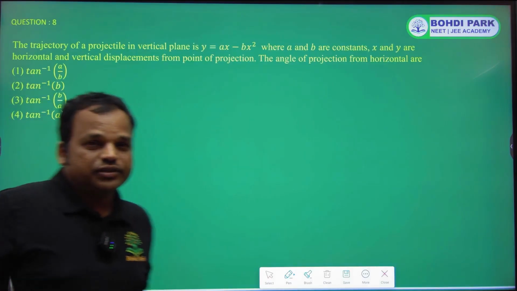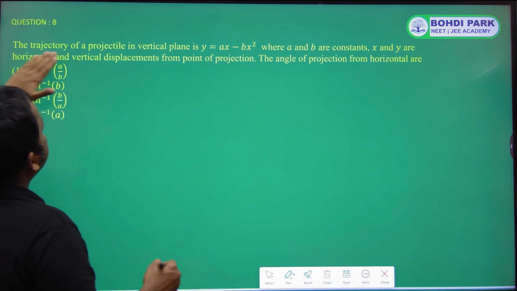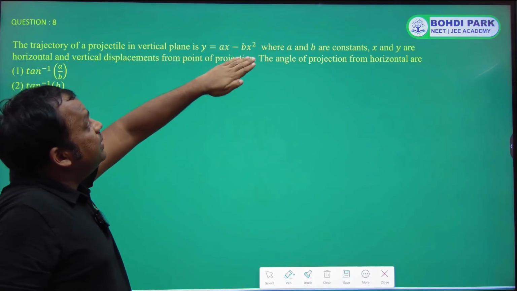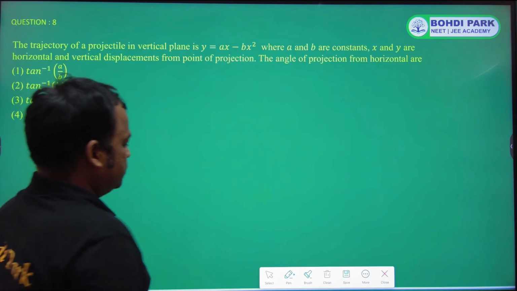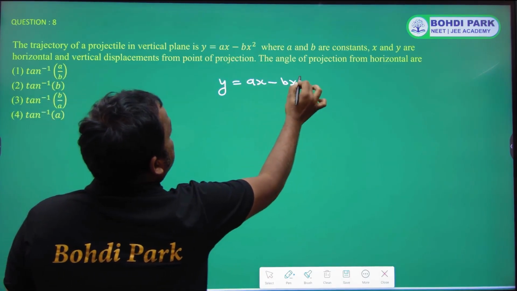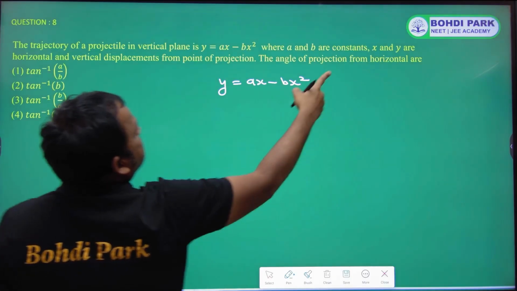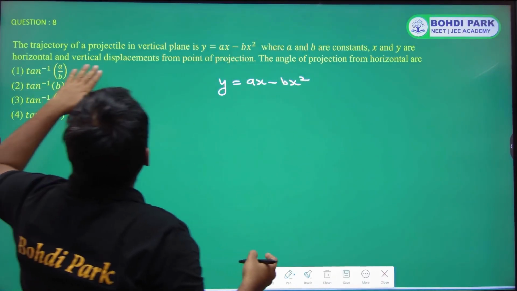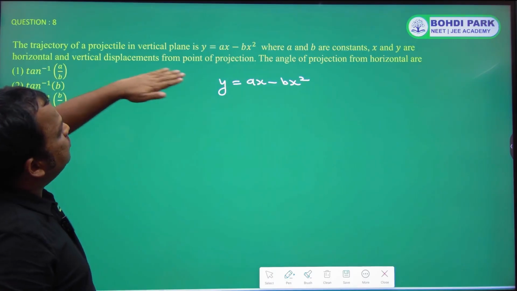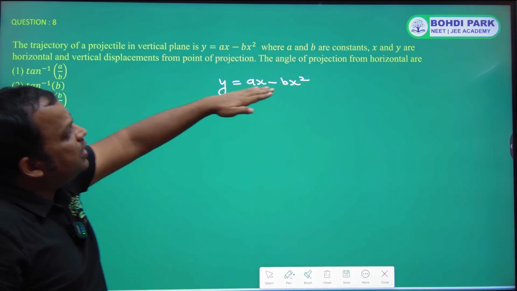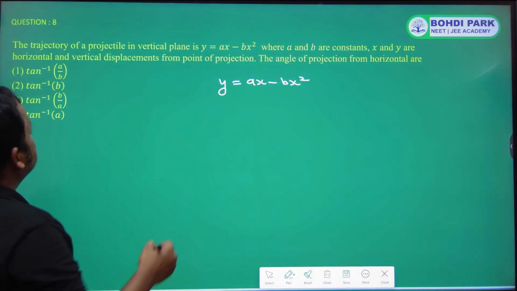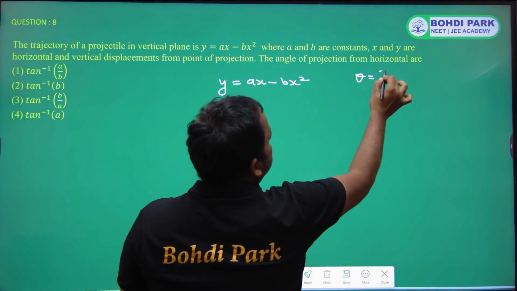So look at 8th question. We have trajectory of a projectile in vertical plane y is equal to ax minus bx square, where a and b are constants, x and y are horizontal and vertical displacements from point of projection. The angle of projection from horizontal is? So we have to find angle of projection theta.